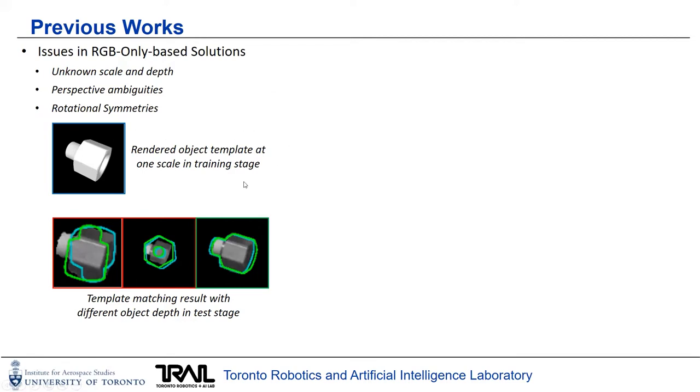For this template matching based approach, what people normally do is that they render these object templates in the training stage, or the offline stage. And at runtime, they just do matching on the test image between the trained templates and the test image. Because the scale is generally not known in advance, when the templates have a different scale from the test image, you will probably have very bad estimates, right? In the first two cases, we have wrong estimates because of inconsistent scales. And in the third image, when we have the correct scale, we have the correct estimate. So that's one limitation.